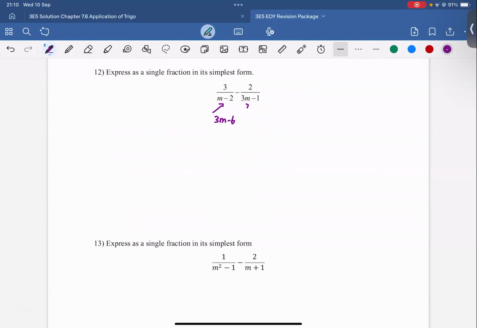So it's not equal. So actually you cannot multiply by a number that makes them equal. The only way to make them equal is this one multiplied by 3m minus 1, then this one multiplied by m minus 2. So now you can see that the denominator is actually the same already.